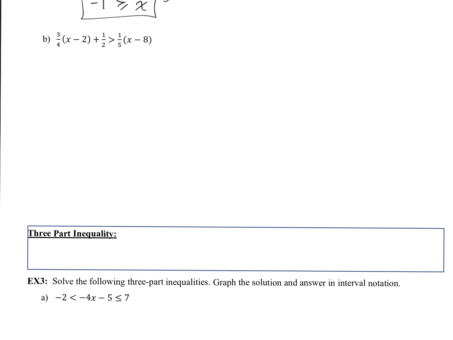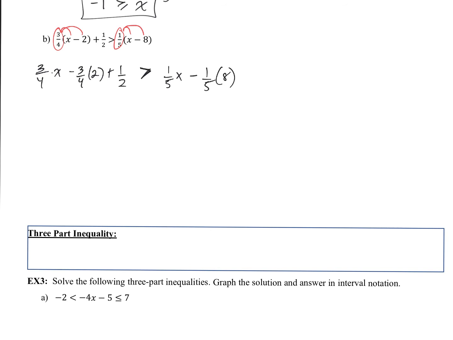Let's go ahead and simplify both sides. So to do that, I'm going to go ahead and get rid of that parentheses there, and then distribute to get rid of that parentheses there. So that would be 3 over 4 times x minus 3 over 4 times 2 plus that half. Bring down the inequality symbol. And then 1 over 5 times x minus 1 over 5 times that 8.